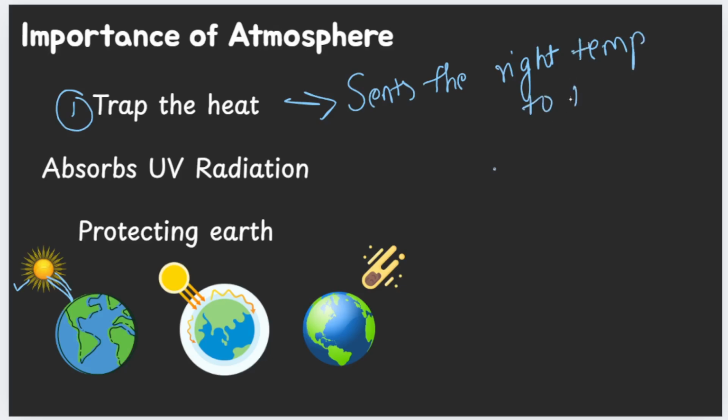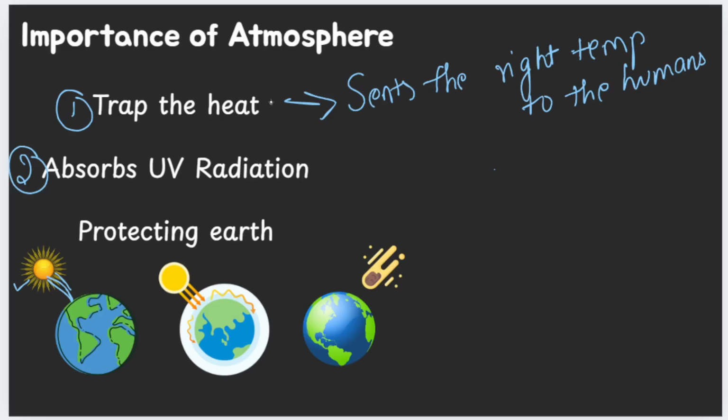the humans. Okay, so the sun doesn't directly fall on the humans. What the atmosphere does is send only the right amount of temperature to the humans. So this is called trapping the heat. Then the second importance is it absorbs UV radiation.